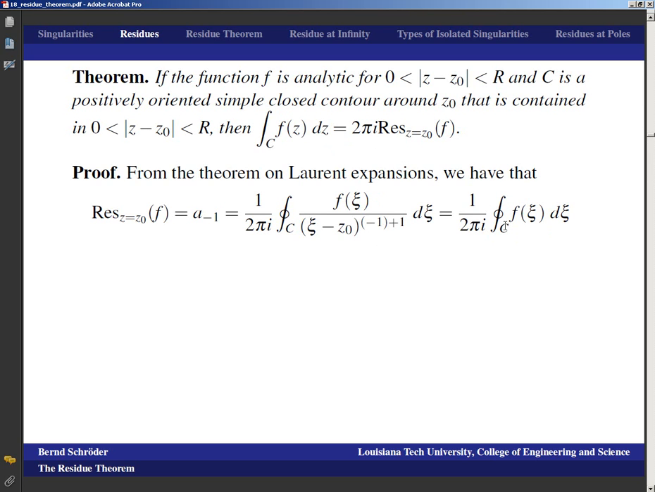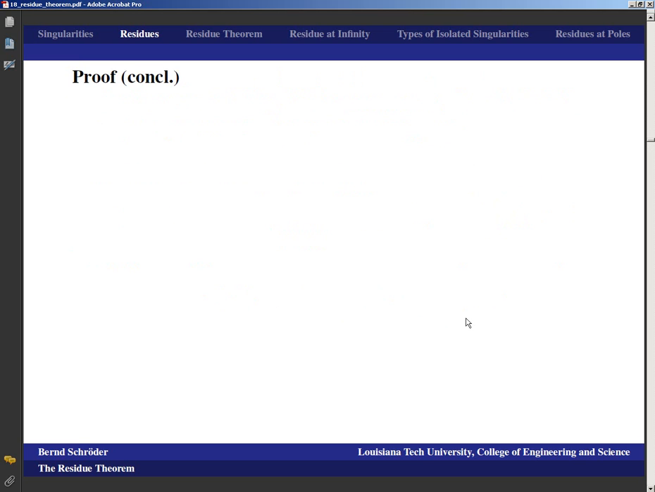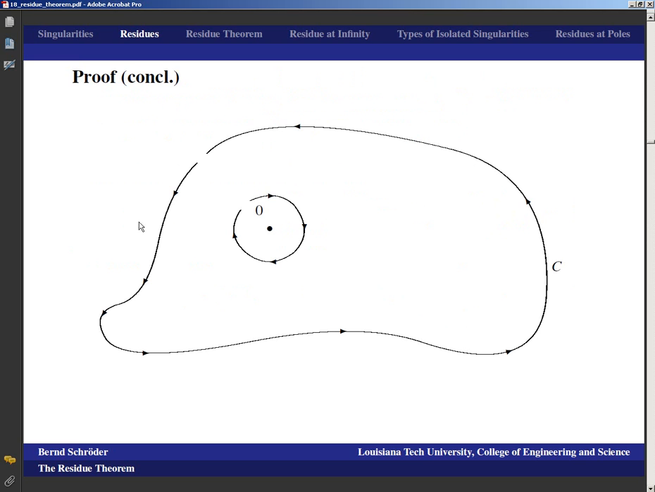And remember, the little circle just means that we're integrating over a closed contour. And so here C is any circle around z0 with radius smaller than r. That's what we did prove in the theorem on the Laurent expansions. Now we want to replace the circle with any contour around the origin, and that requires an argument that is similar to the one that shows that we can use circles of any radius. Namely, we take our arbitrary contour, which is supposed to be positively oriented, we pitch it against a circle that is negatively oriented, and well, if the center is z0 or 0, it doesn't really matter that much.